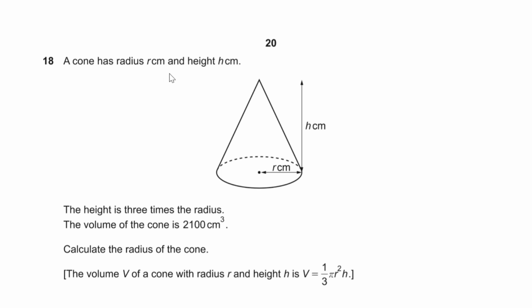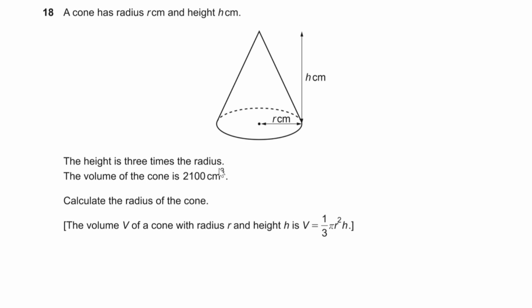Question number 18. A cone has radius r centimeters and height h centimeters. The height is 3 times the radius, and the volume of the cone is 2100 centimeters cubed. We have to calculate the radius of the cone, and we're given that the volume is a third pi r squared h. Well, if we have the height being 3 times the radius, then we can see h is equal to 3r centimeters.